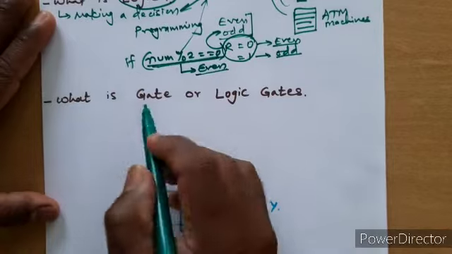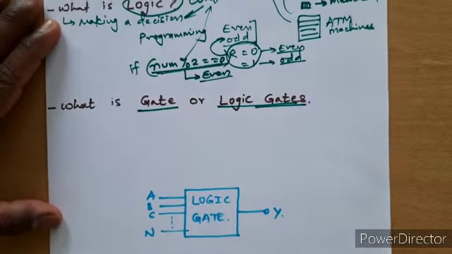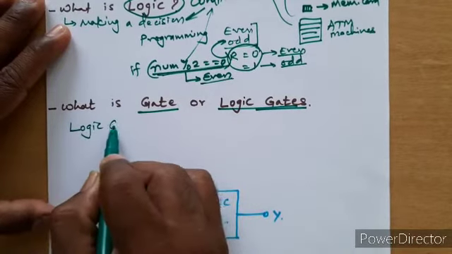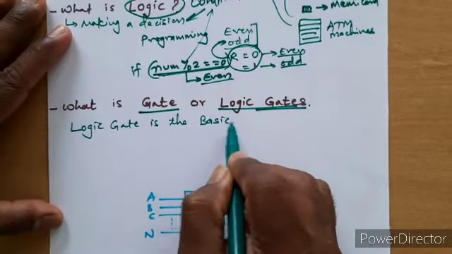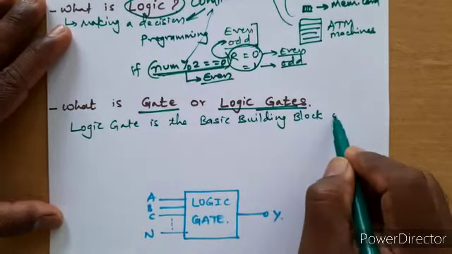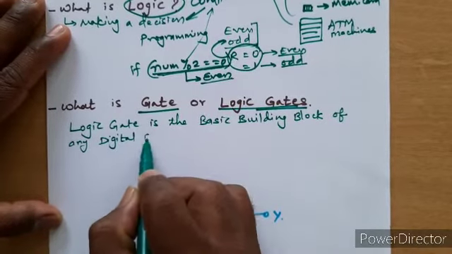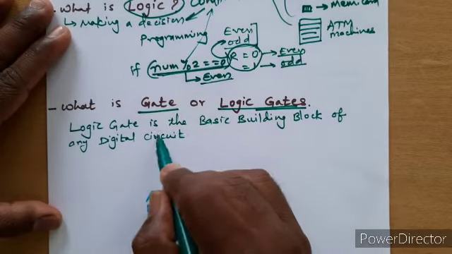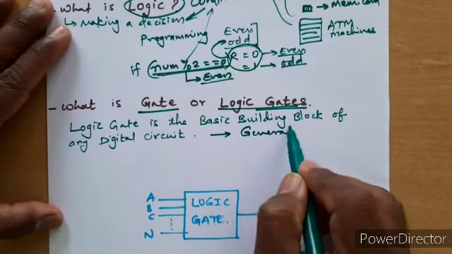Now coming to this, what is this gate, or what is a logic gate? Now as I said, a very general definition, I can say a logic gate is the basic building block of any digital circuit. Any digital circuit. Okay, so this is a very general, very generalized definition.